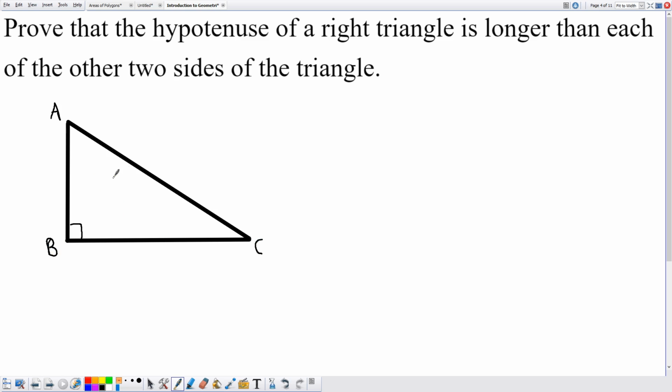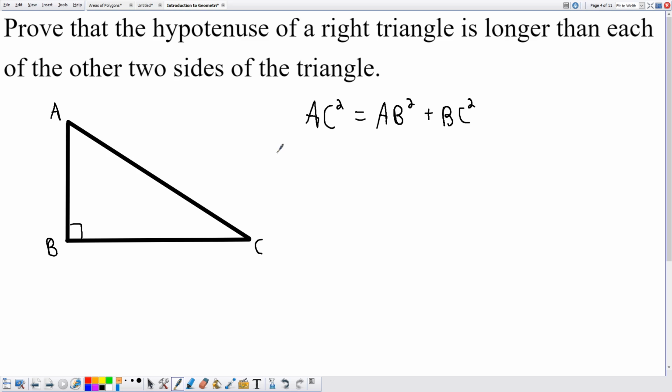Now, the theorem we know about triangles, the one we've proven, is the Pythagorean theorem, which states that the hypotenuse squared is equal to the length of AB squared plus the length of BC squared. Alright, well, what does that tell us?